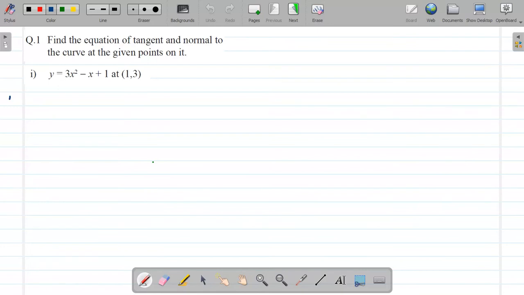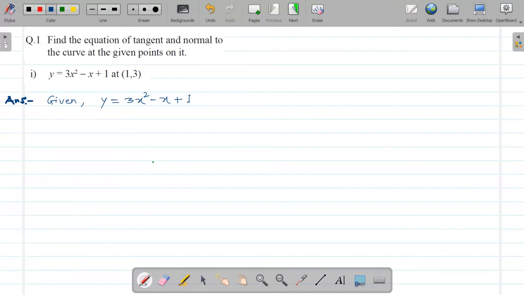So in answer, first of all I will write the given part. Now given that the equation of curve is y is equal to 3x square minus x plus 1. Now see the procedure completely. Now we have to differentiate this with respect to x.